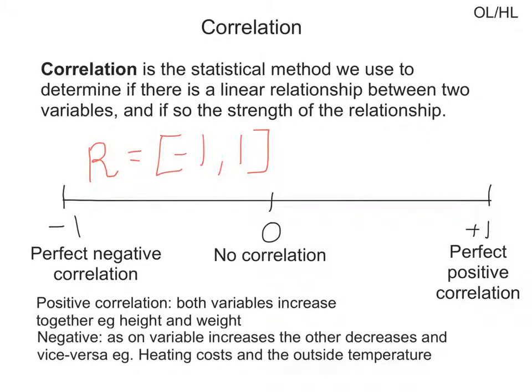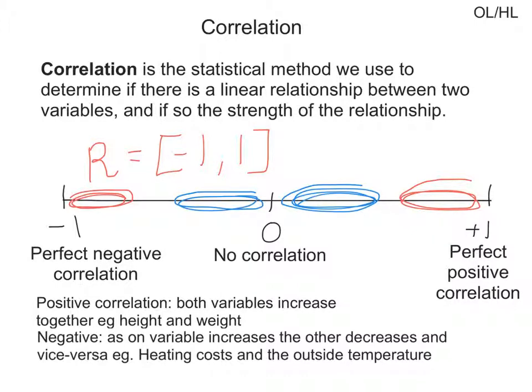Now, going back to our number line, if there is a strong, positive, linear relationship between variables, the value of r will be close to 1. If there is a strong, negative, linear relationship between variables, the value of r will be close to -1. If there is a weak, positive, linear relationship between variables, the value of r will be close to 0 on the plus side, and if there is a weak negative linear relationship between variables, the value of r will be close to 0 on the negative side.